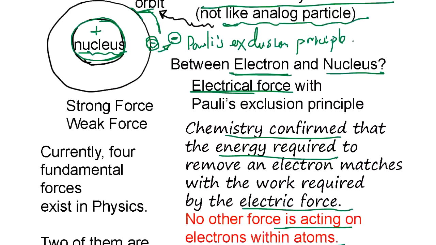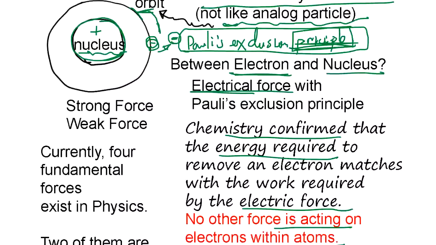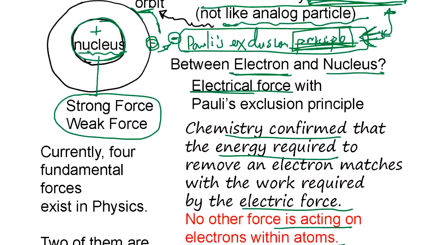And when physicists say "principle," that means we don't know what it is. You just have to accept it. So honestly, physics doesn't know where Pauli's exclusion principle comes from. It's just something to do with this discrete state of the electron, but it's not understood very well. And within the nuclear force, there are two other forces, the strong force and the weak force. So we have a total of 4 fundamental forces in physics.